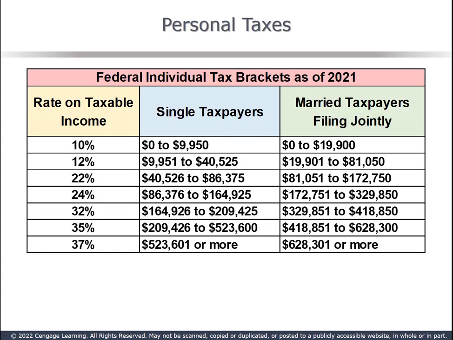Rates begin at 10% and rise to 37% for single individuals with income over $523,601, married couples filing jointly over $628,301. And of course, both of these can be subject to state tax. The standard deduction has increased for single individuals to $12,550, for married couples filing jointly to $25,100, causing many to now choose the standard deduction over itemizing. This was kind of balanced out. The personal exemption has been eliminated.